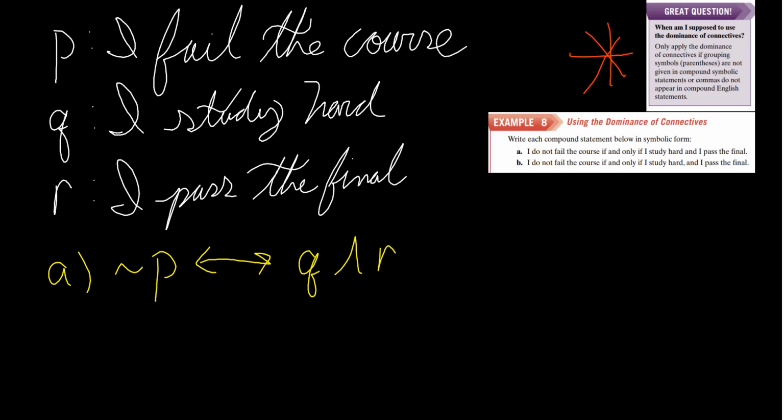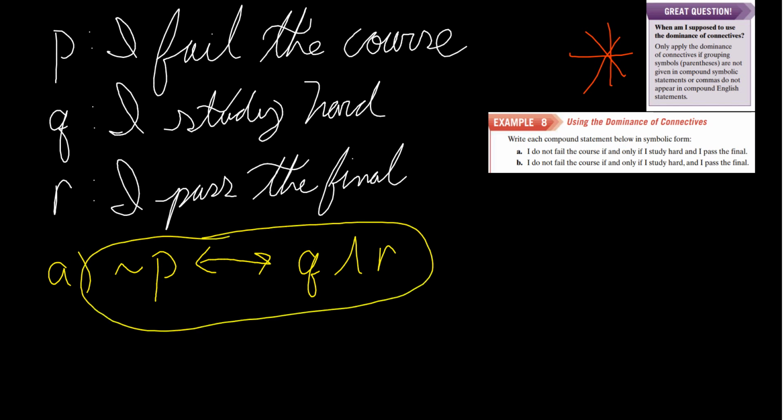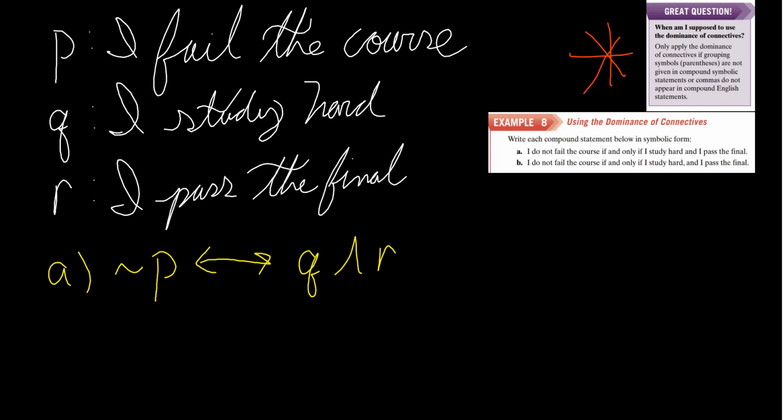I need to separate this with parentheses because looking at this, I could read this in at least two different ways. I could read it in the way that's intended, or I could read it as I fail the course if and only if, and so on. However, since we know the dominance of connectives, we know that everything after that biconditional statement gets put in parentheses. All you really have to look at are these statements here. The biconditional is more dominant than the conditional, and that's more dominant than the ands and ors.